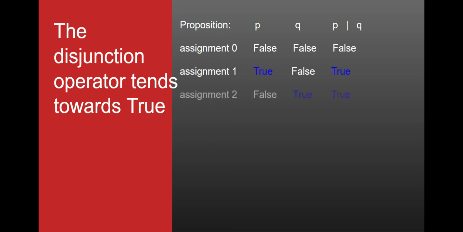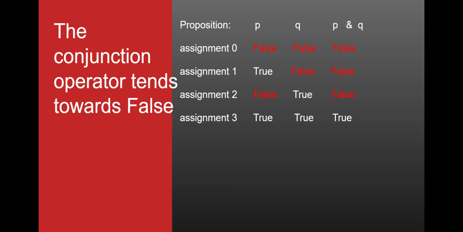The disjunction operator, which is a big word for an OR operator, generally gives you true. Whenever it can, it gives you true. But when both P and Q are false, the disjunction of them remains false. Every other case causes us to get a true value for the resulting logical sentence.